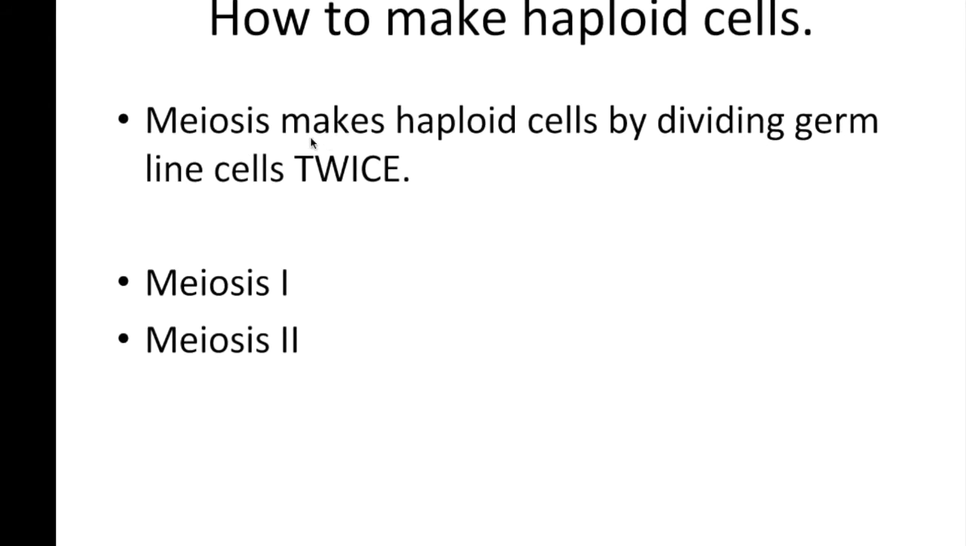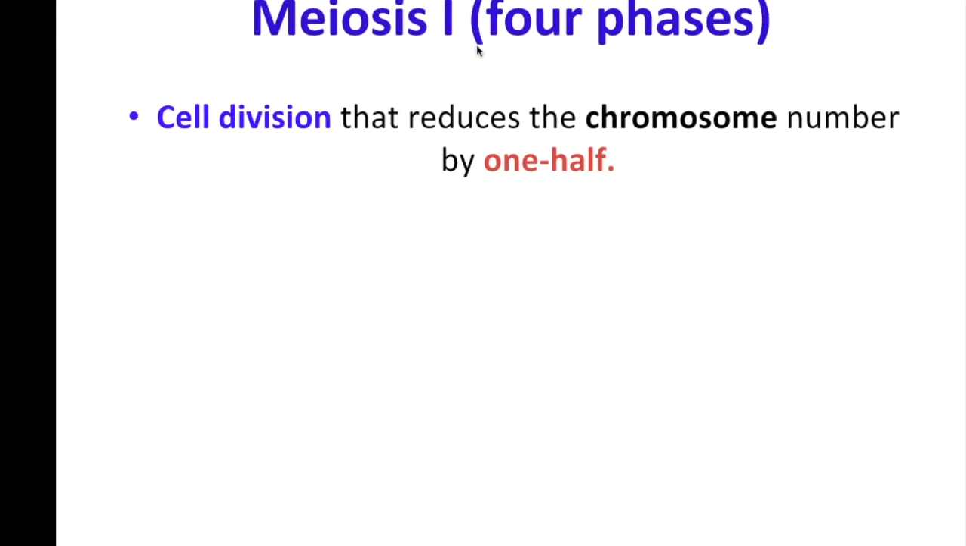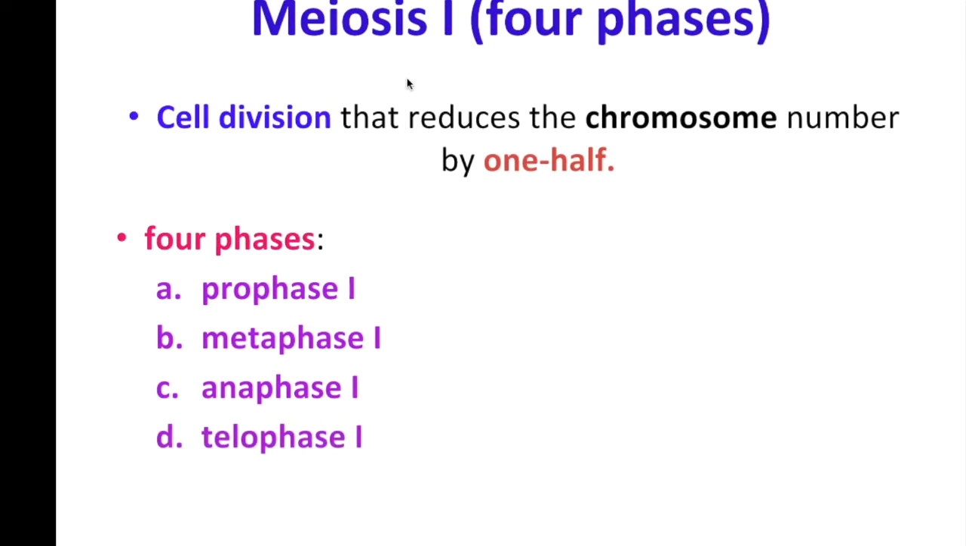So again, what you're going to do is divide your cells twice. And so scientists break meiosis up into 2 stages, meiosis I and meiosis II. Because we've already learned the 4 phases of mitosis, meiosis is the same way. We're going to go through prophase, metaphase, anaphase, telophase. And this time they're labeled prophase 1, metaphase 1, anaphase 1, telophase 1. That's because we're going to go through meiosis twice. We're going to divide ourselves twice to produce cells that only have half a set of DNA.